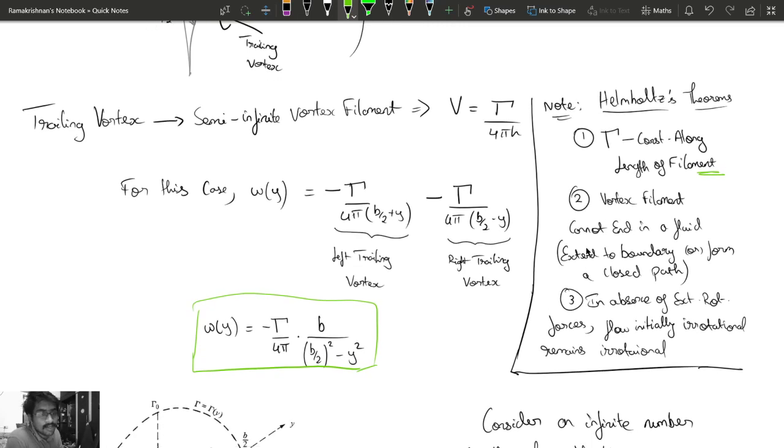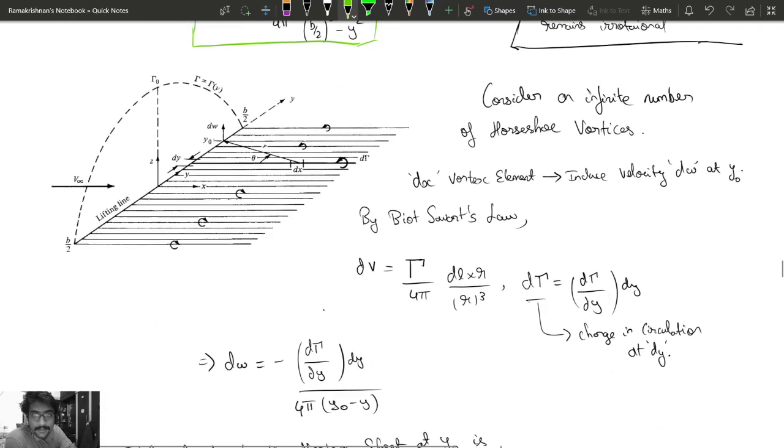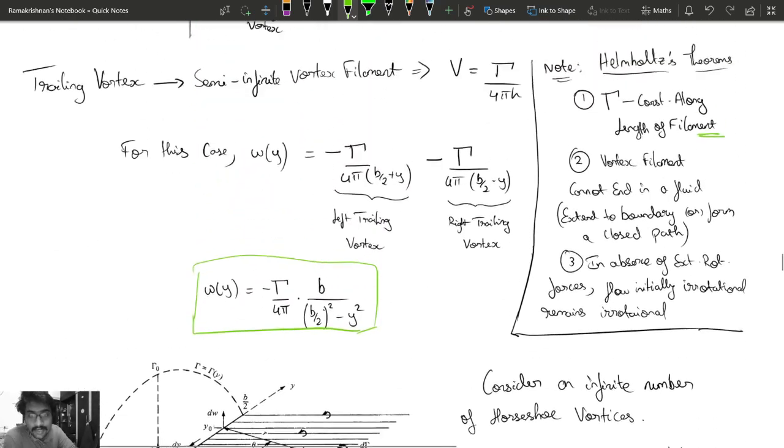The second point is the vortex filament cannot end in a fluid, or it cannot end abruptly. That is why we are taking it till infinity, or it should either form a closed path or it should tend to infinity. So we are taking it to be infinity in our case. And the third is, in the absence of any external rotational forces, the flow initially irrotational remains irrotational always. So this is another principle that we use here, and this is how we are going to generalize.